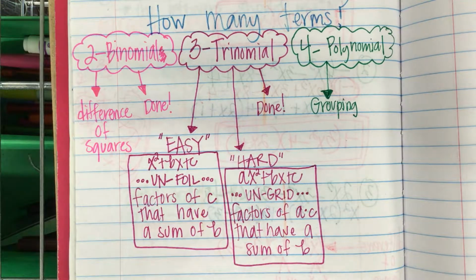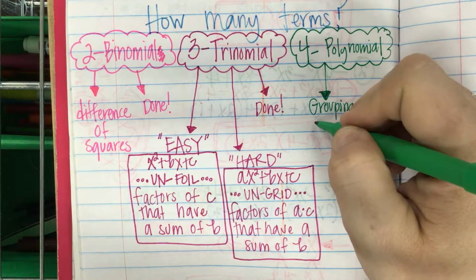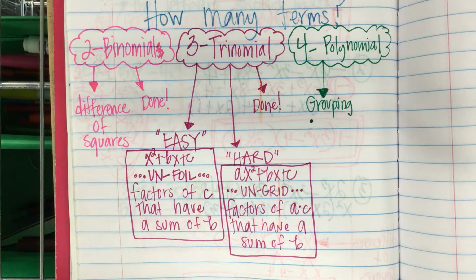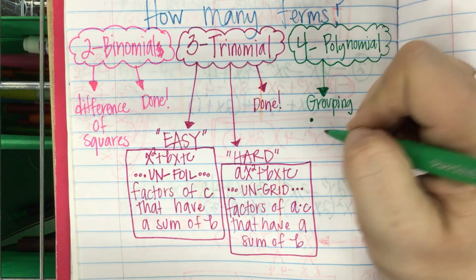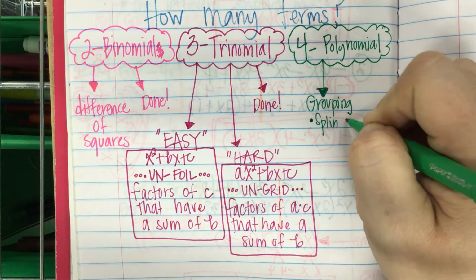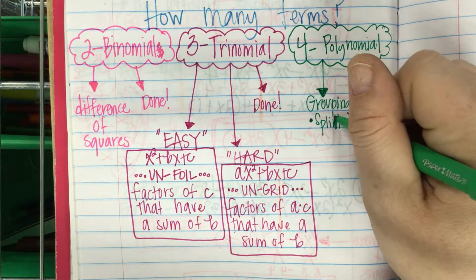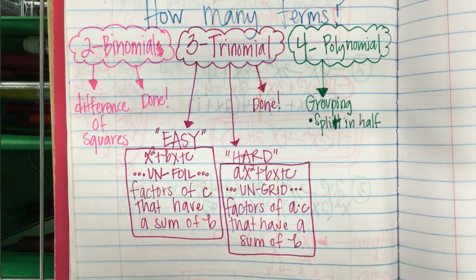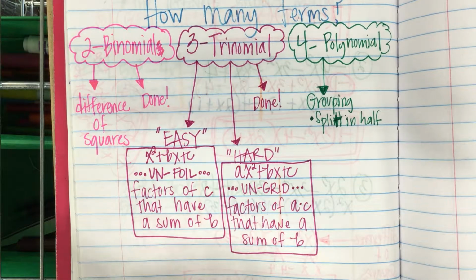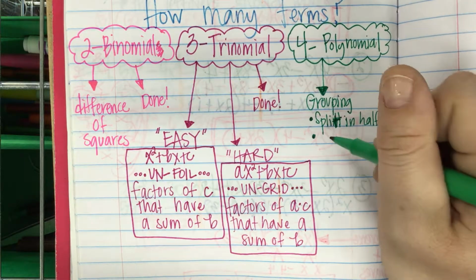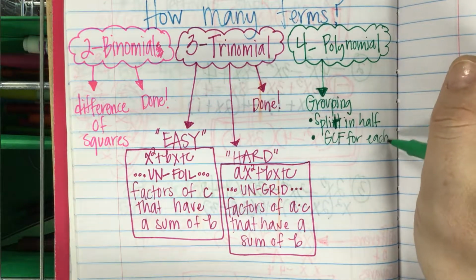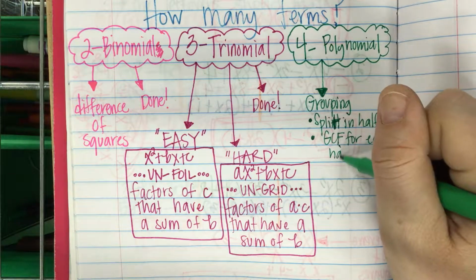After we look for a leading coefficient that's negative, after we look to see is there a greatest common factor, what do we do to our 4-term polynomial? What did we learn yesterday, Trinity? Split it in half. Then find the GCF for each half, right? Yes.